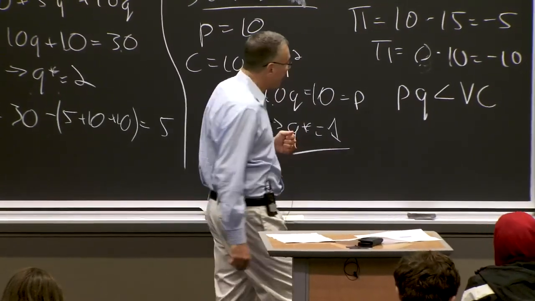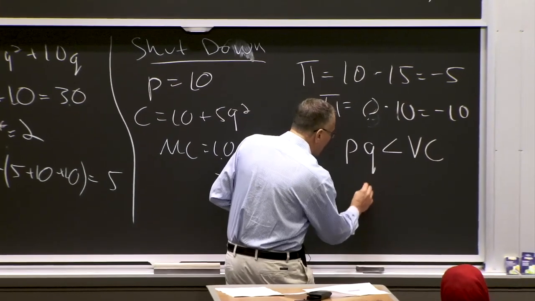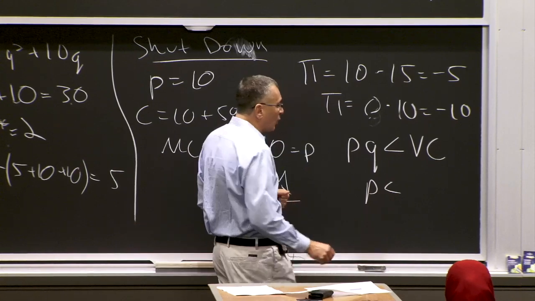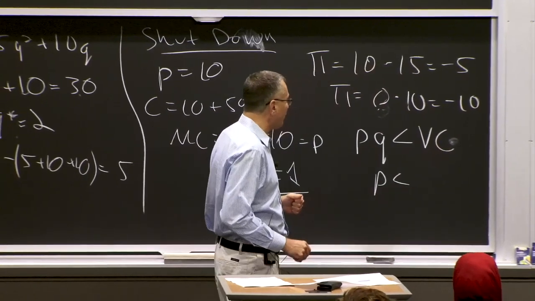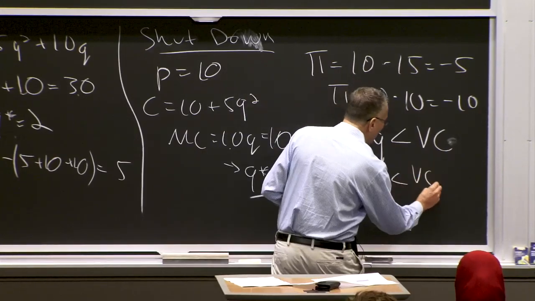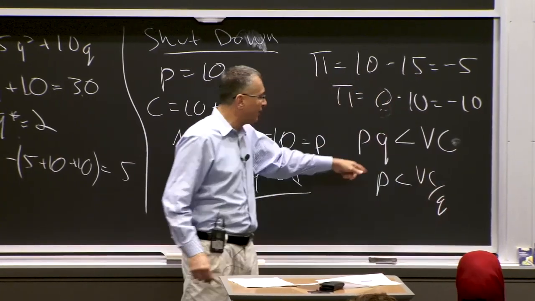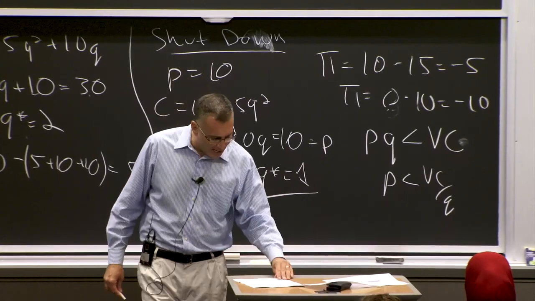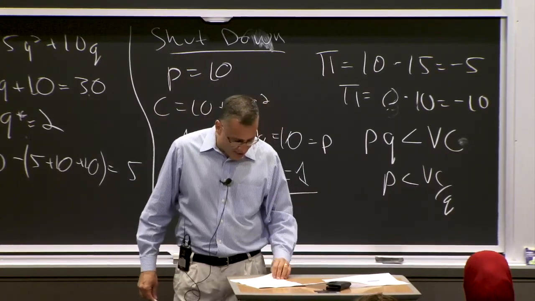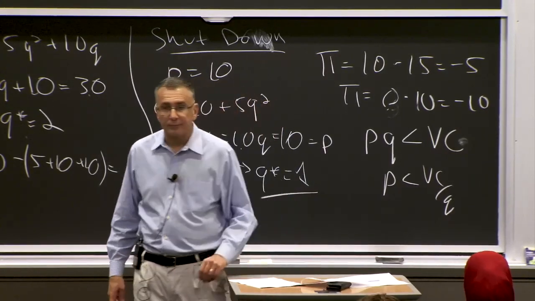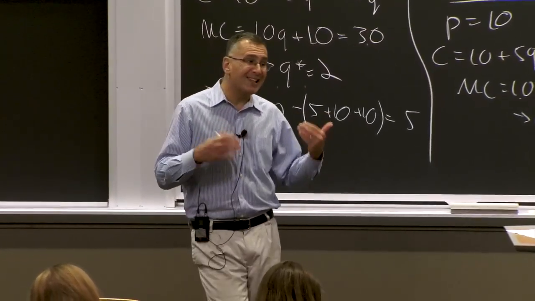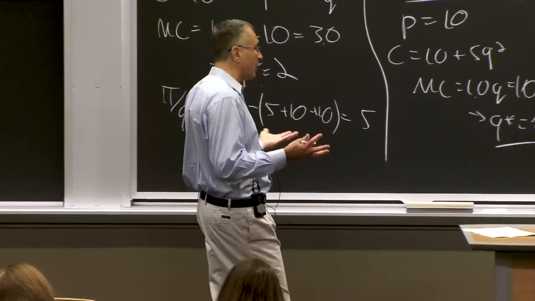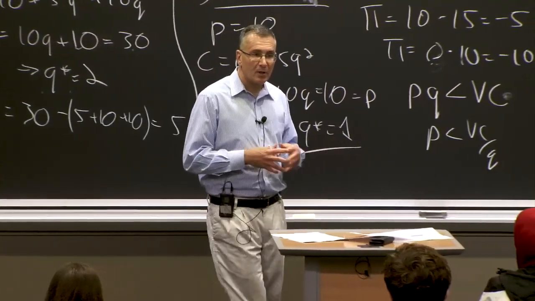Well, that's the same as saying you only want to shut down if PQ is less than your variable costs. So divide by Q. You only shut down if your price is less than your average variable costs. Okay, that's the shutdown rule. Shut down if the price you get is less than, on average, what it costs you for the units you sell.